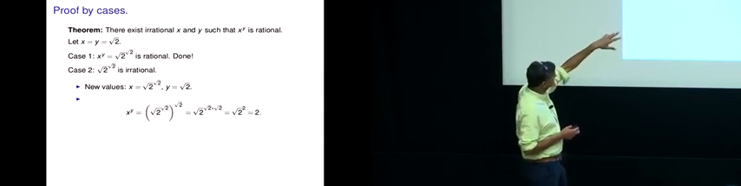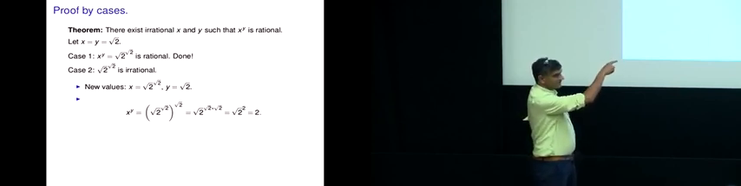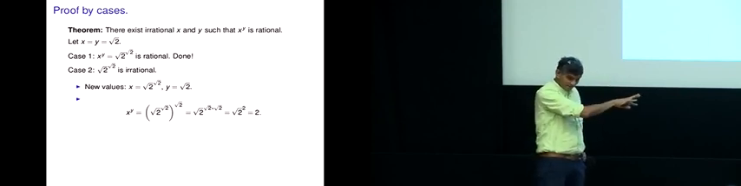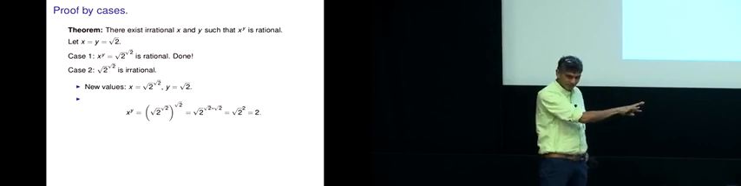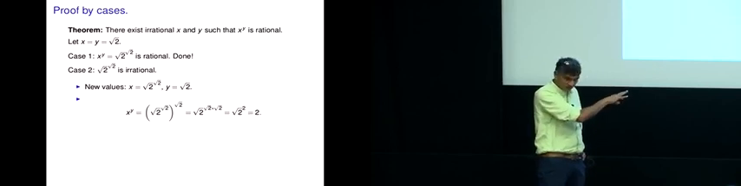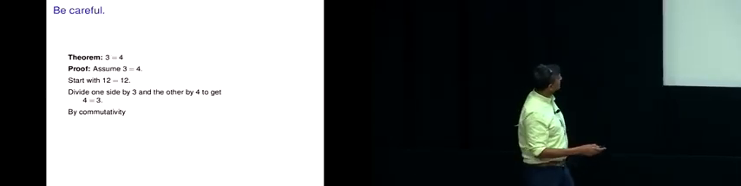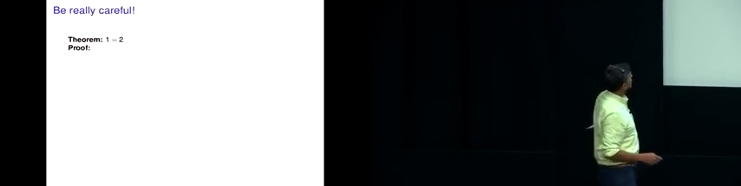What he said is, really, this root 2 to the root 2 might be rational. So this whole case 2 is nonsense then. It makes no sense. But we just don't know which one of these cases holds. One of them holds. Either way, the theorem holds. Okay, so this theorem doesn't hold.